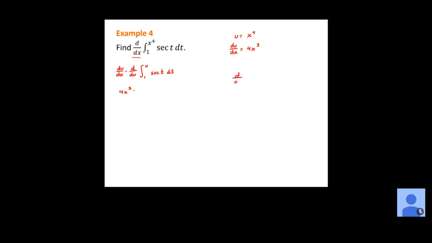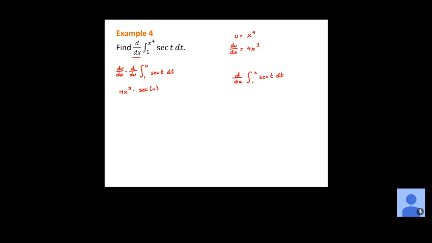So what if this was d dx of the integral from 1 to x of secant t dt? What would you do? You'd substitute the x in and you'd be done, right? Well, in this case, instead of an x, we've got d du of that integral from 1 to u. So what are we going to do instead? Substitute a u, right? So this just becomes secant u.